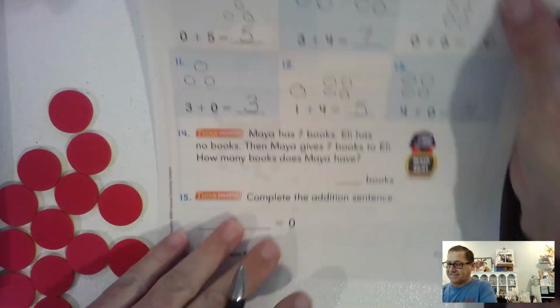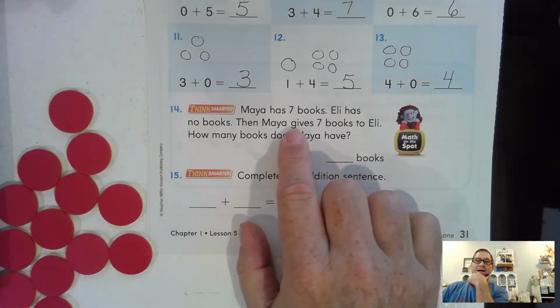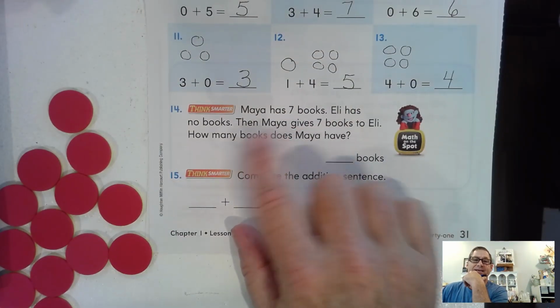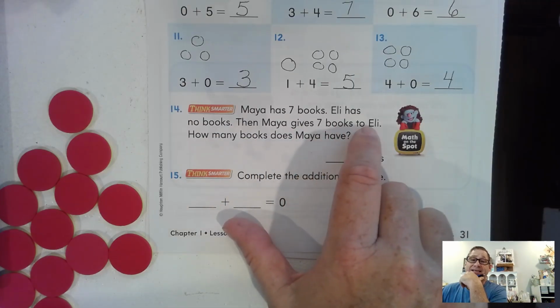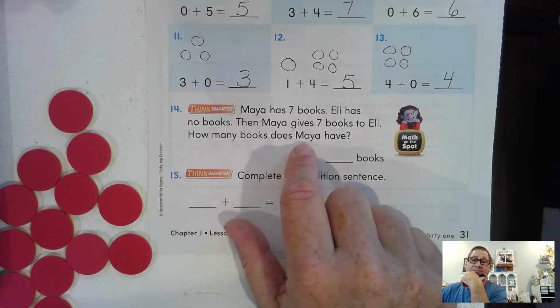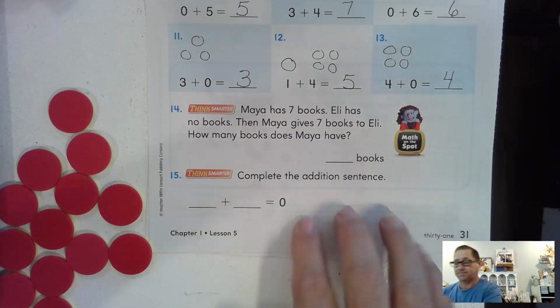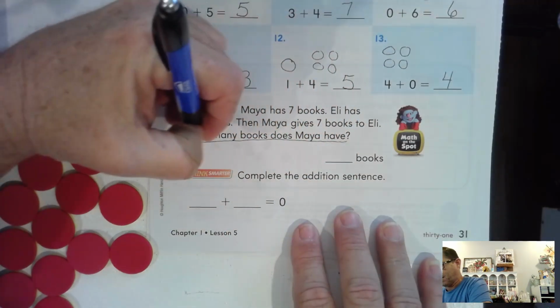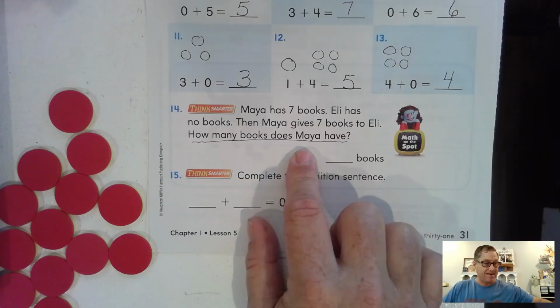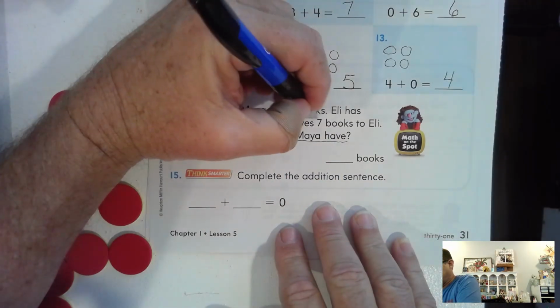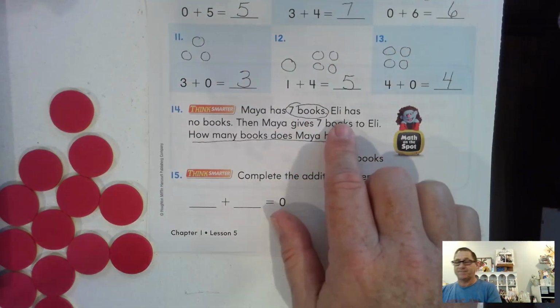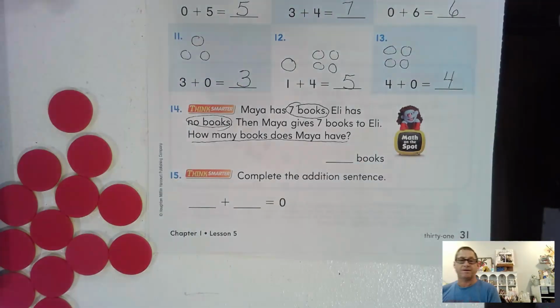Okay, number 14. Maya has 7 books. Eli has no books. Then Maya gives 7 books to Eli. How many books does Maya have? Okay, what's the key numbers that we need in this problem? 7, right? Maya has 7. Eli has 0.